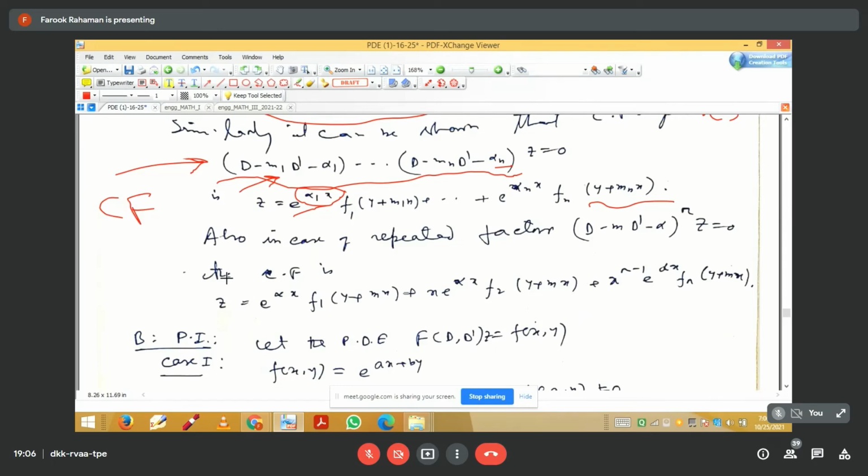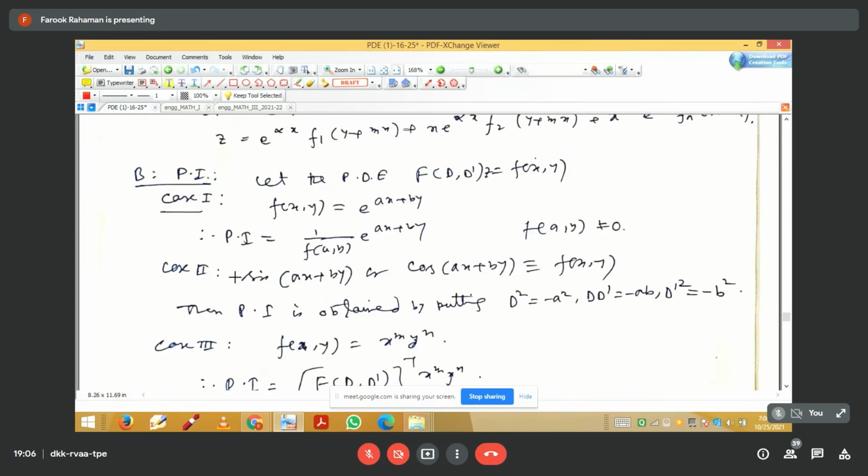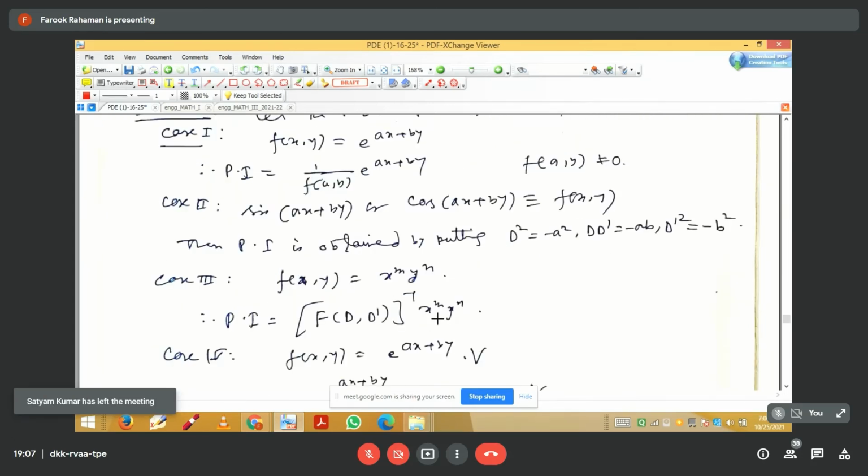For the PI, the method is the same as the homogeneous case. Just take a particular example. Suppose this one, which is a polynomial function. So how do we get the particular integral? Just raise this factor to the power and expand binomially, then find the value of 1 by D or D dash.